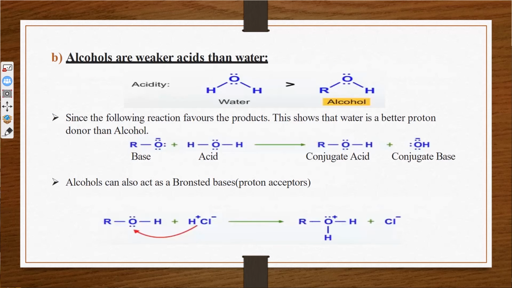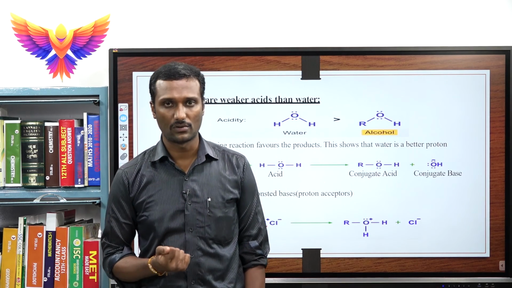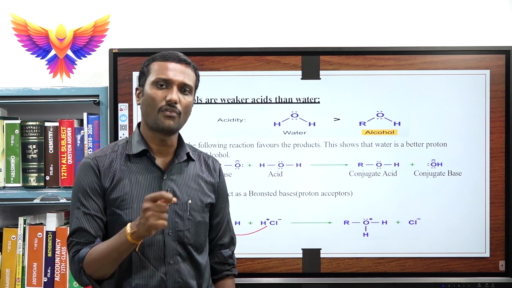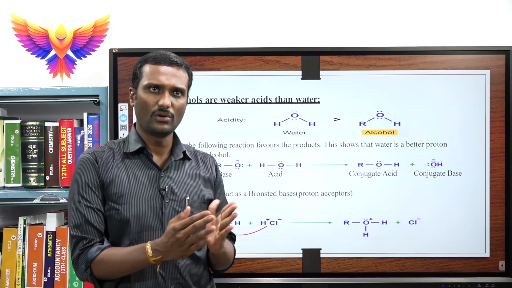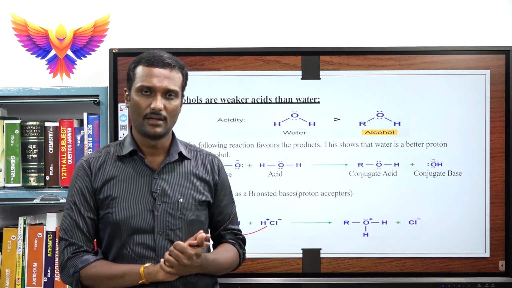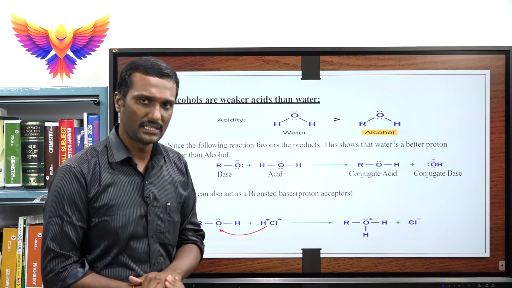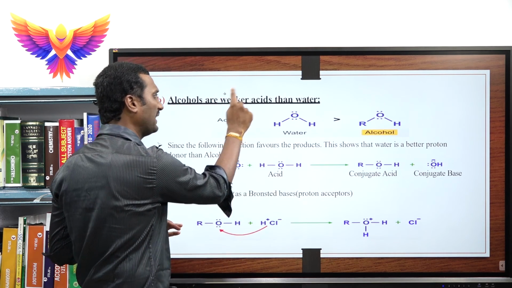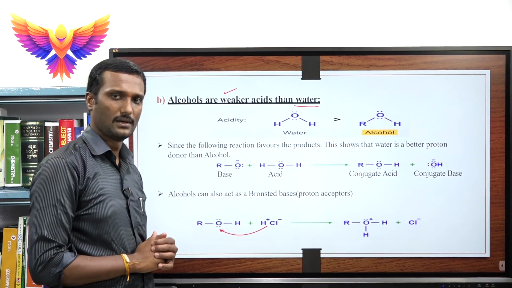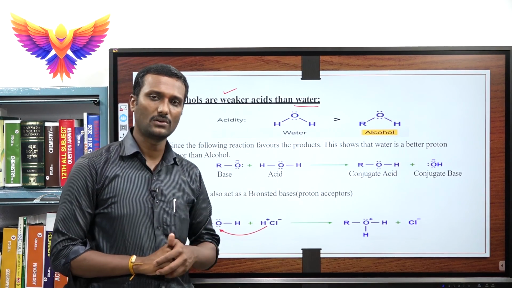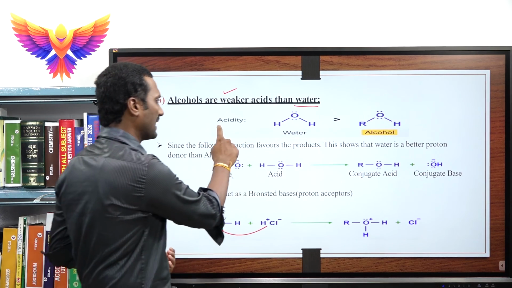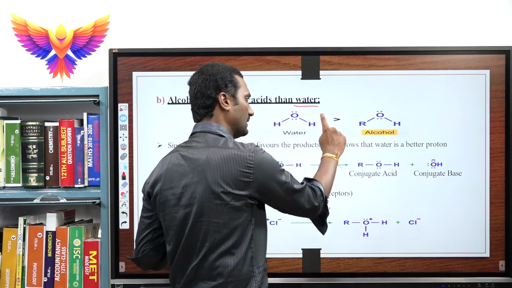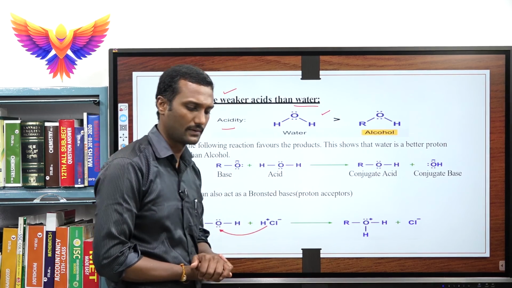So in this slide we can see the comparison of the acidic nature of alcohol with water. Generally everyone knows alcohol as acidic in nature, but when you study the chemistry, we come to know that alcohol is a much weaker acid than water. How, sir? How can we say that alcohol is a weaker acid than water? Yes, let us see here. Here I have shown that the acidity of alcohol is less and water is more acidic than alcohol.